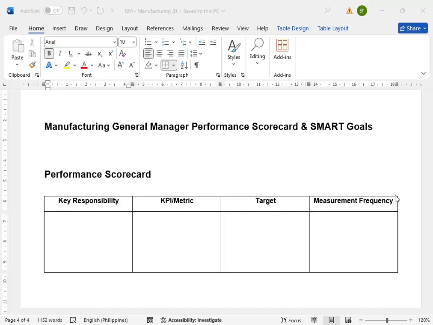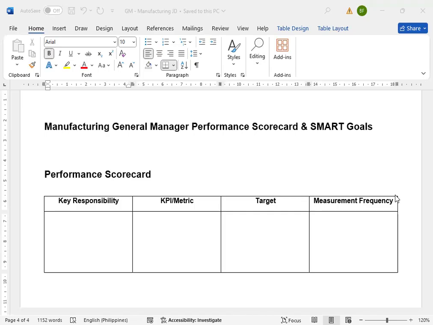It boosts quality and compliance, ensuring adherence to safety, quality, and regulatory standards. It strengthens financial performance, reduces cost, increases productivity, and optimizes resource allocation.